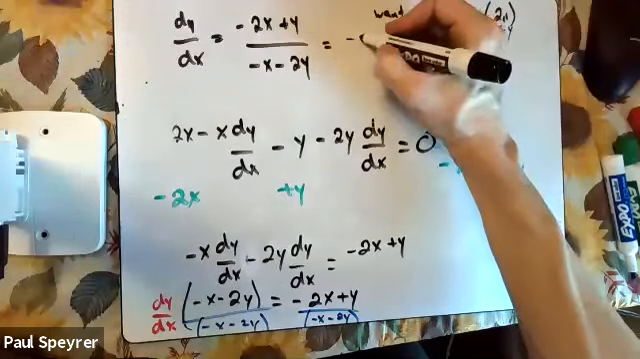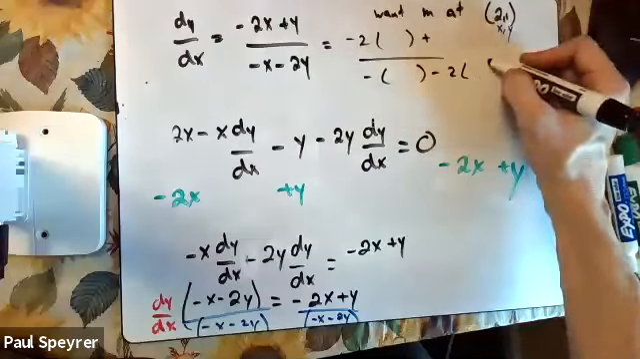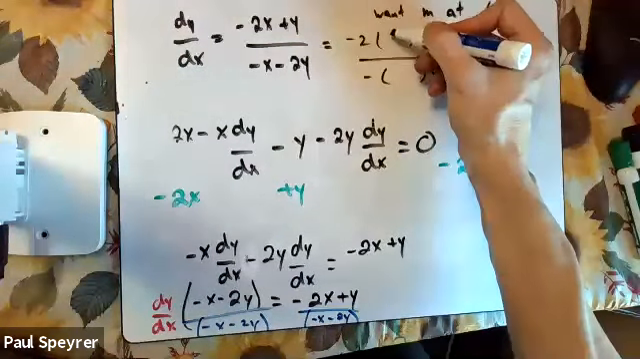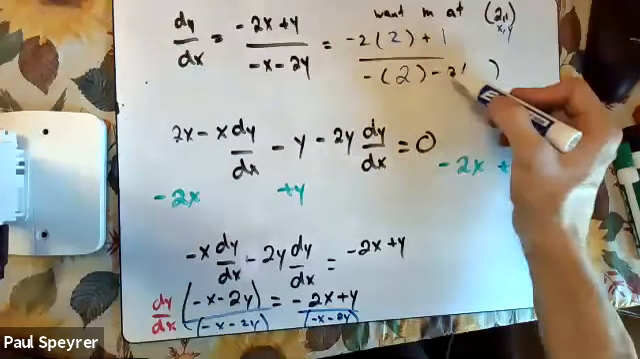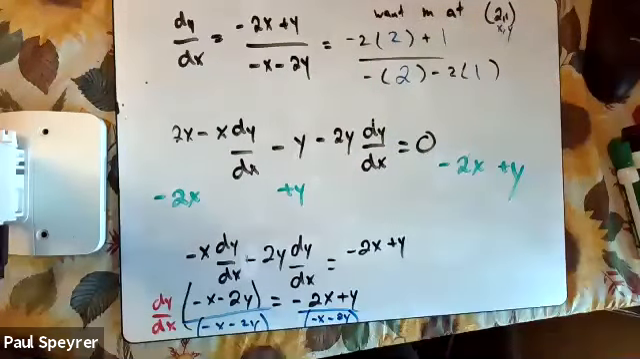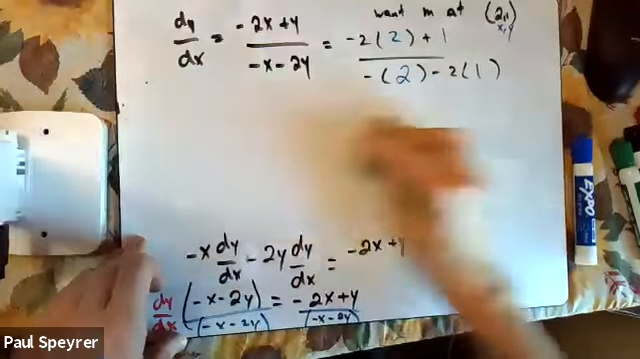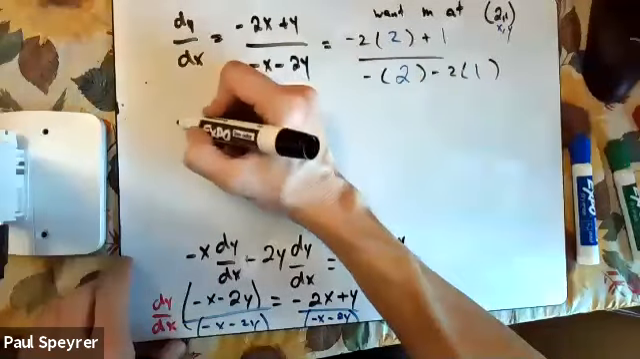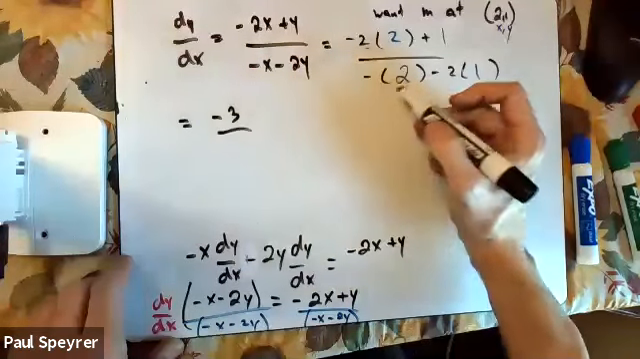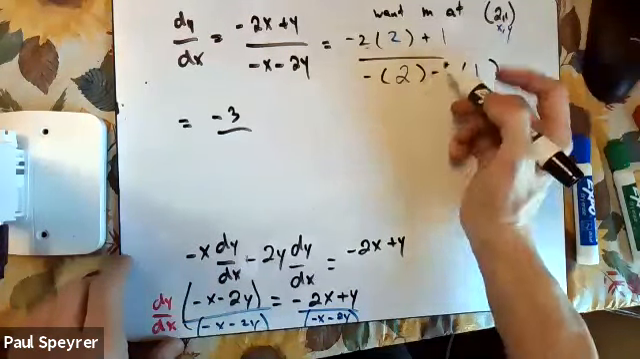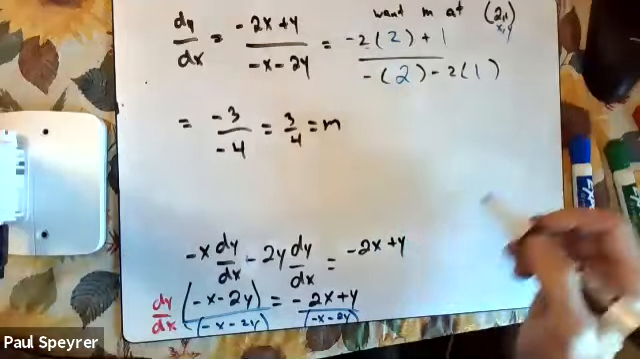So we're going to have negative 2 times 2 plus y, which is 1. Negative x, that is 2, minus 2 times y, which is 1. Then we carefully simplify, right? That's negative 4 plus 1 is negative 3. This is negative 2 minus 2 is negative 4. So we get 3/4. That is your m.